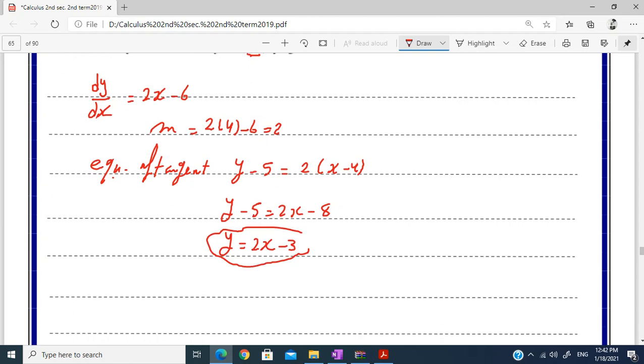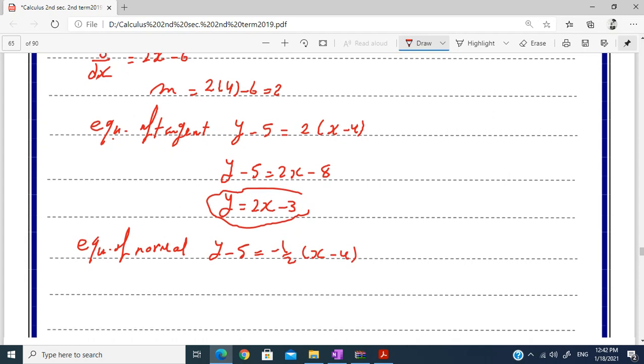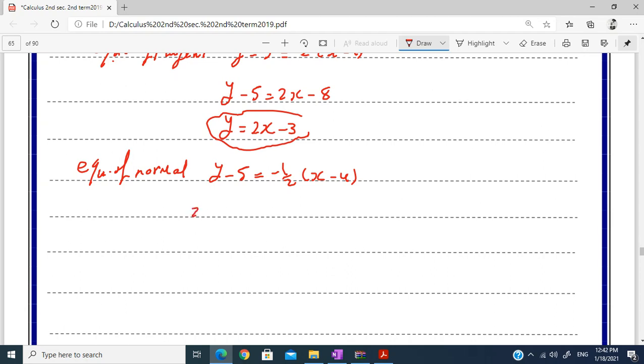And the equation of the normal is y minus 5 equals negative 1 over 2 times x minus 4. So multiply by 2, so 2y minus 10 equals negative x plus 4. So the equation will be 2y equals negative x plus 14, or we can write it as y equals negative 1 over 2 x plus 7. This is the equation of the normal.